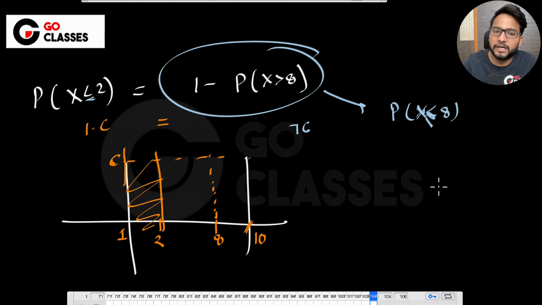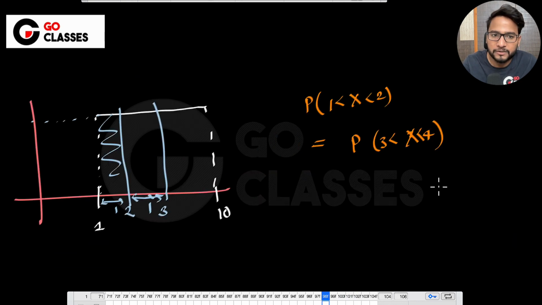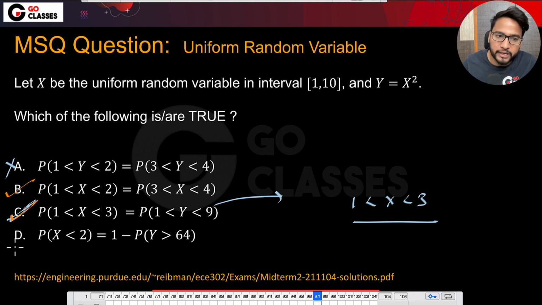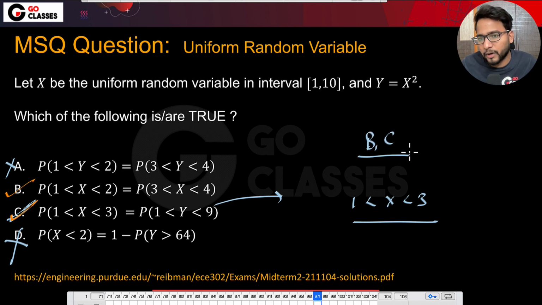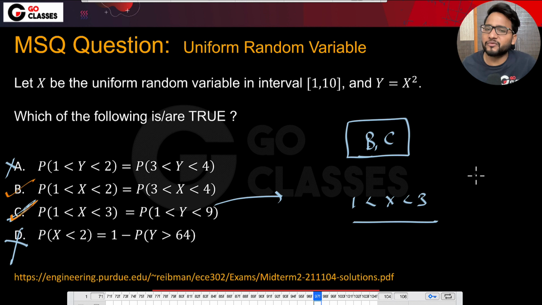So that's why D is also an incorrect option. So basically B and C are the only correct options. That's a very nice and approachable question, and these questions are very suitable for GATE. In GATE, regarding continuous random variables, they do not ask very tough questions. This is not a tough question, this is a very nice question. It just requires the basic definition of the uniform random variable, and that's how you can solve it.